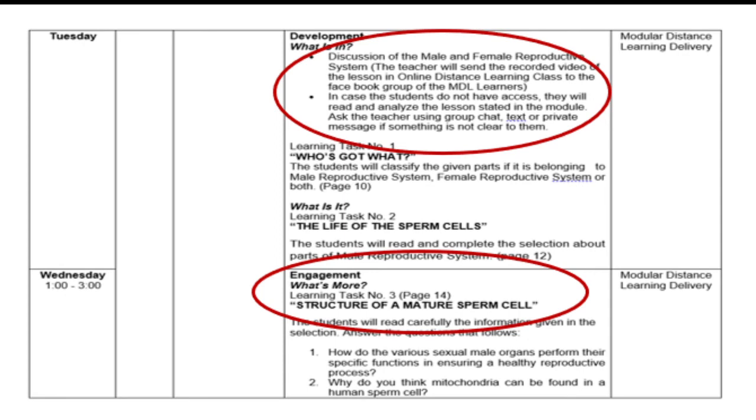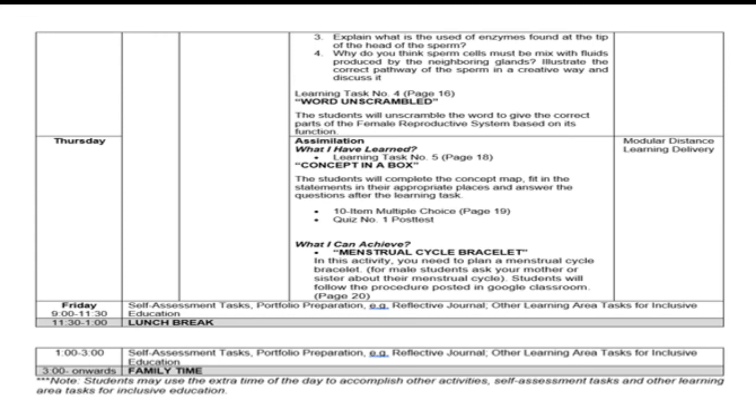Notice that in the engagement part, modular students will answer it individually in contrast with the online class. This part is by group. Lastly, in the assimilation part of the modular class, you still have a concept box, quiz, and a performance task. Some learners that have access to Google Forms can answer the quiz online. Some take a picture of their output and some utilize the drop and go boxes in the school.